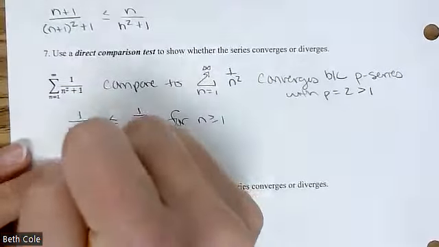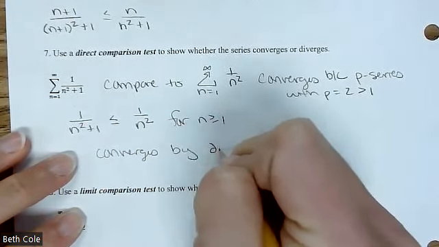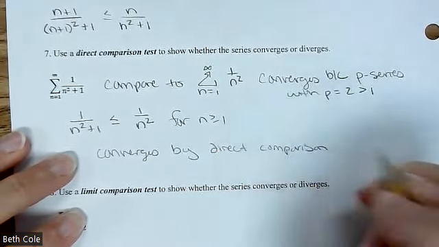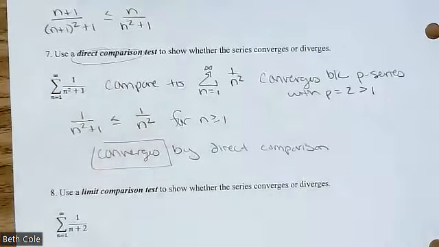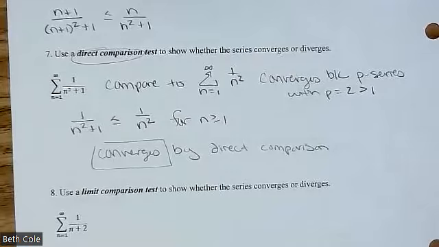So your big conclusion is converges by direct comparison. And again, if you just write converges, I'll take that because I told you direct comparison in the directions. But on your test, they're going to be all mixed up, so you have to cite which one you use.